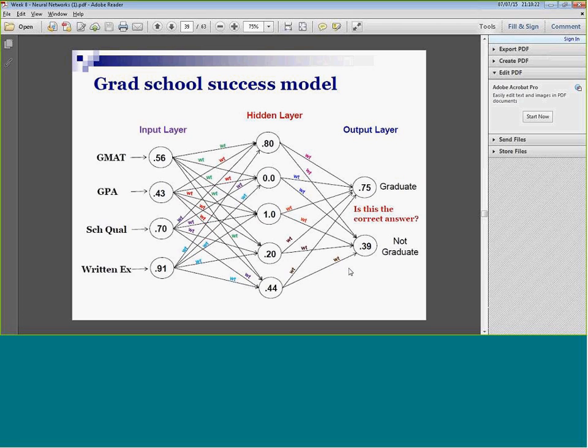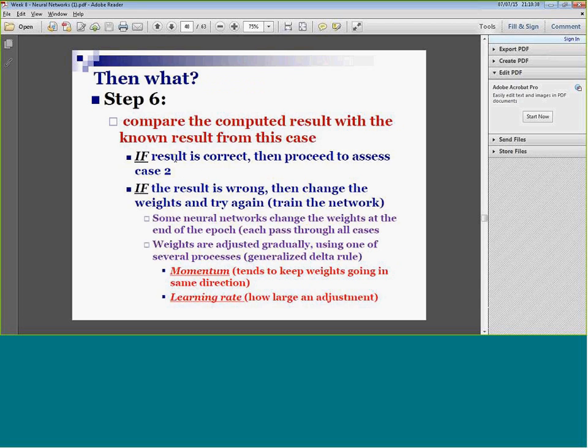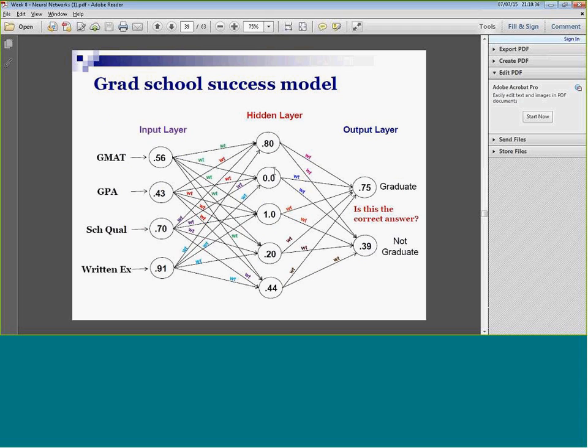Okay? The next question to ask is, is this the correct answer? Remember, this is past data, so we know whether they graduated or not. If the result is correct, we try case number 2. Remember, we've got lots of cases. We're running cases through one at a time. So case number 1 went through, and they said, yeah, they graduated.